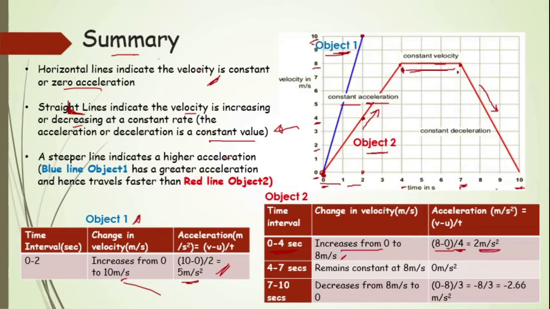So if you compare in the velocity time graph the graph of object 2 with object 1, we see that object 1's line is steeper. So that is what we can understand from a velocity time graph, that a steeper line indicates a higher acceleration. The blue object has got a greater acceleration and hence travels faster than the red line. So if the line is steeper, it means that particular object has got a higher acceleration.